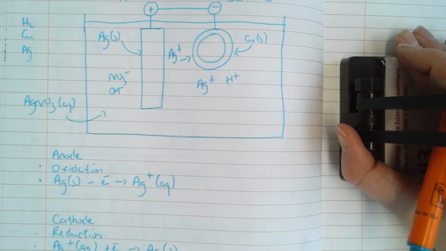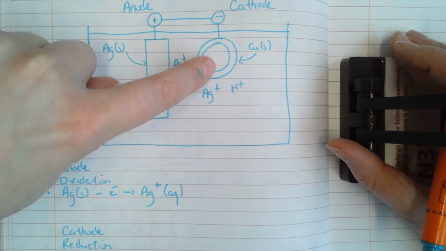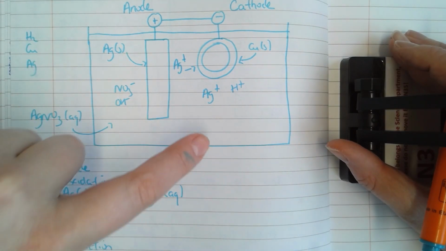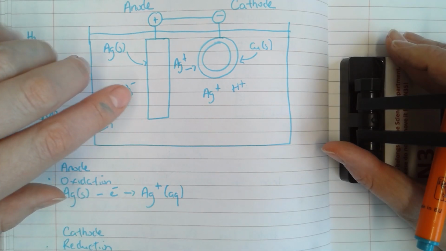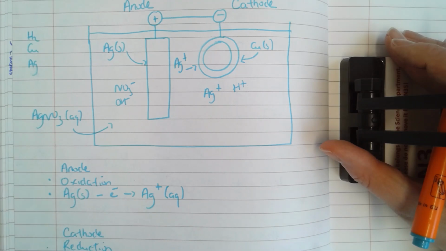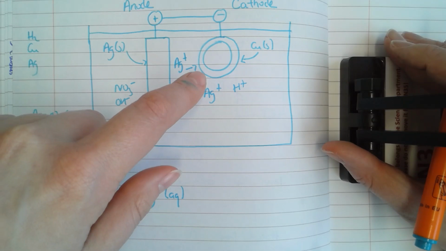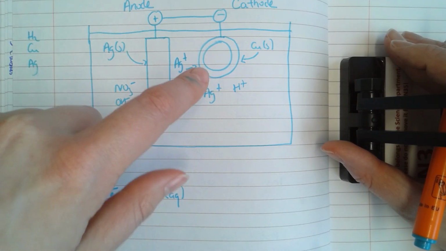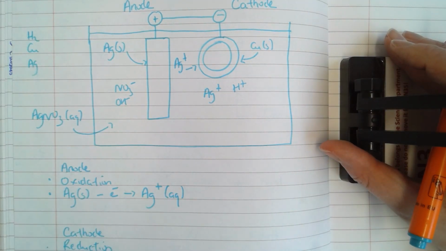For that reason, because the silver ions are going to move towards the cathode, we're always going to put our copper ring, or whatever it is we want to electroplate, at the cathode, because the positive metal ions will always migrate towards the negative cathode. So whatever you want to plate, be it a ring, be it a fork, be it a bicycle, whatever you're trying to plate, that goes to the cathode, and the metal ions will move towards it.